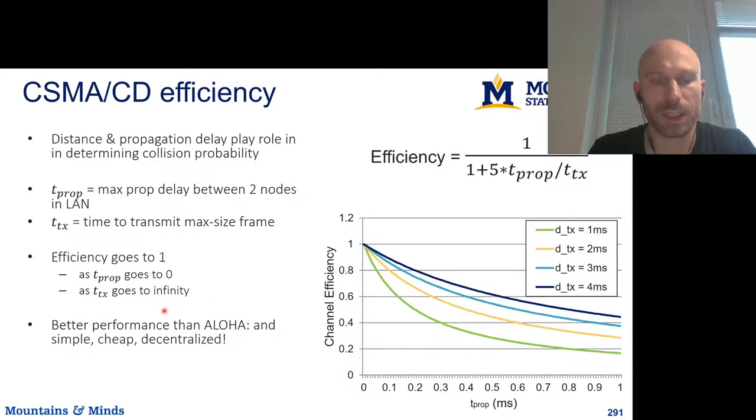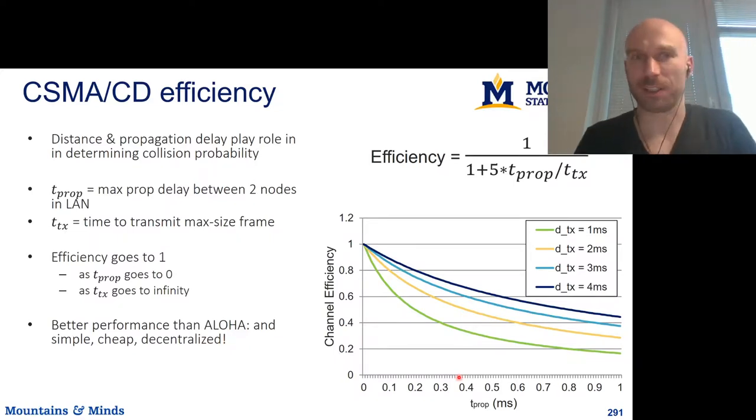All right, so this is better performance than Aloha, right? We have higher efficiency than 0.4 in a lot of the cases. I guess we need to explore the parameter space to see if it's really better, but it is. It's also cheap, simple, and decentralized. The only problem is that this is only for wired networks. Okay, so you can't do that in wireless, which is okay if you're just using Ethernet, but if you have a wireless network, this won't work.